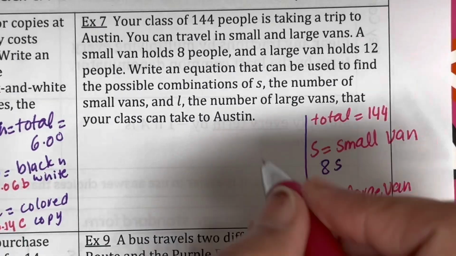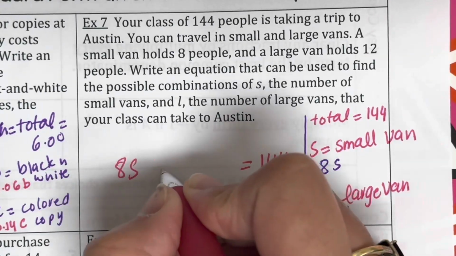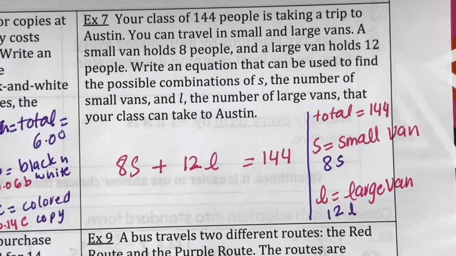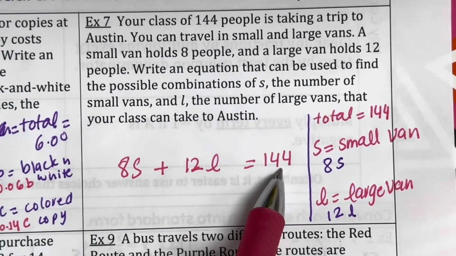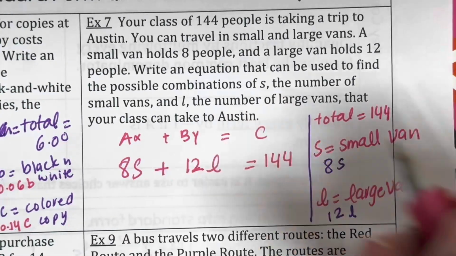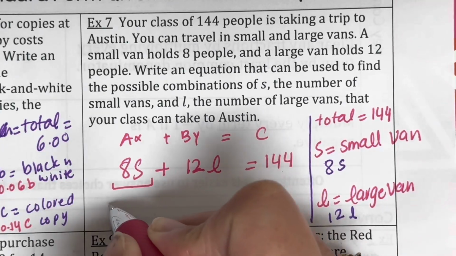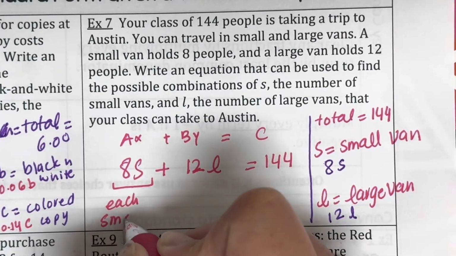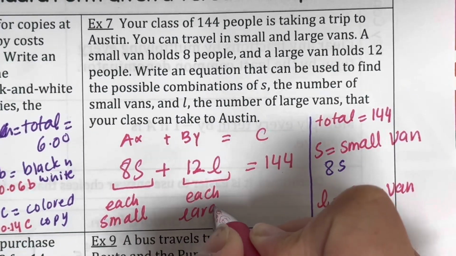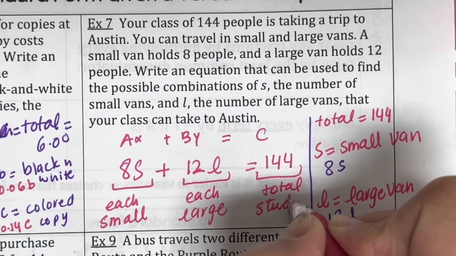I have the total of 144, so the total 144 goes over here. And 8S plus 12L, that is your standard form of equation. I have 2 variables and I have equals to total. So it is ax plus by equals c. If I have to break it down, this means each small van. This one was each large van. And this was my total number of students.